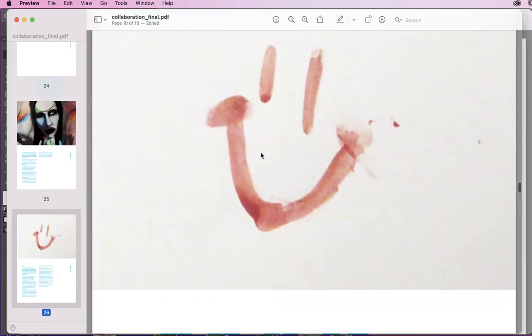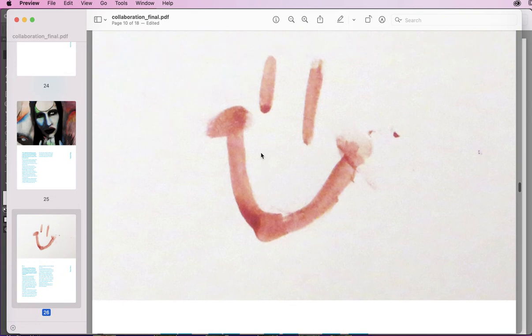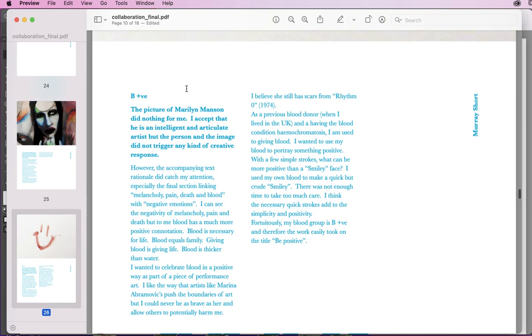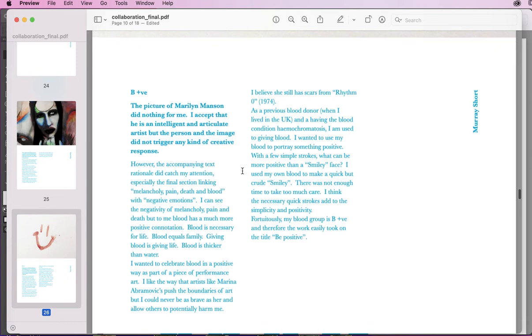And this is really interesting because the title of this is Be Positive. And what he's done, this was a performance piece. He did a little video, and he pricked his finger and he drew with blood this smiley face. This was a man called Murray. And his reaction to the photo is he didn't like anything in it. He said, the picture of Marilyn Manson did nothing for me. I accept that he is an intelligent and articulate artist, but the person in the image did not trigger any kind of creative response. So he really had difficulty in this.